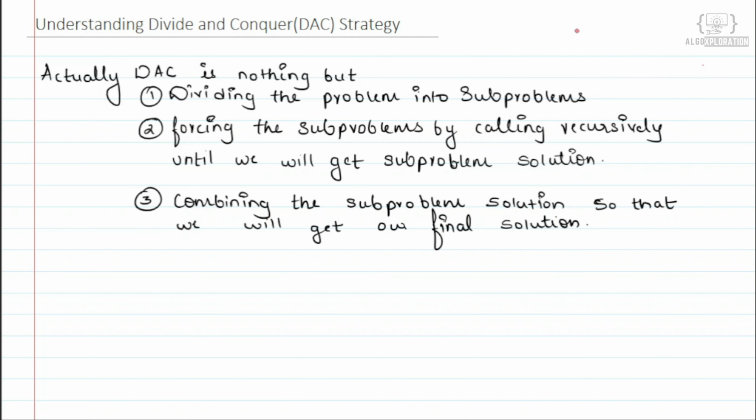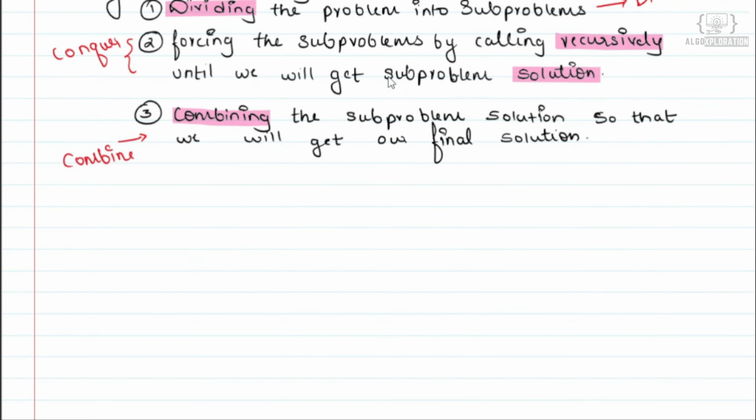Actually, divide and conquer is nothing but dividing the problem into subproblems, then solving the subproblems by calling them recursively until we get the subproblem's solution, and then combining the subproblem solutions so that we can get our final result. So basically we have 3 points here: divide, conquer, and then combine. So let's understand by taking one example.